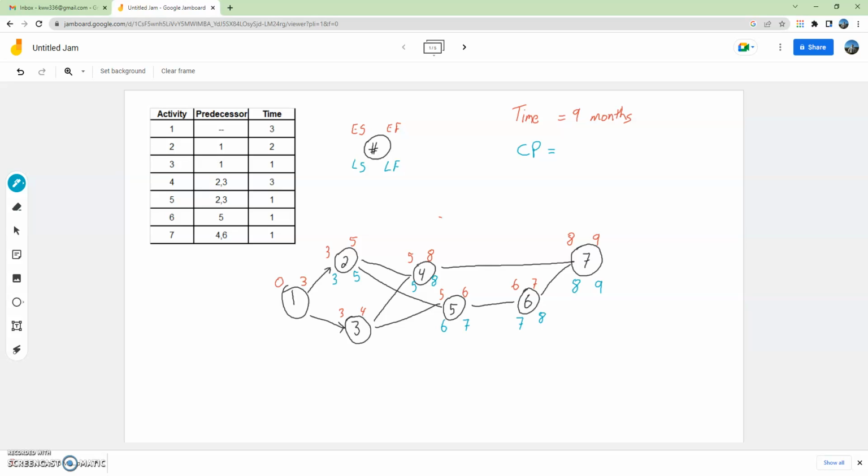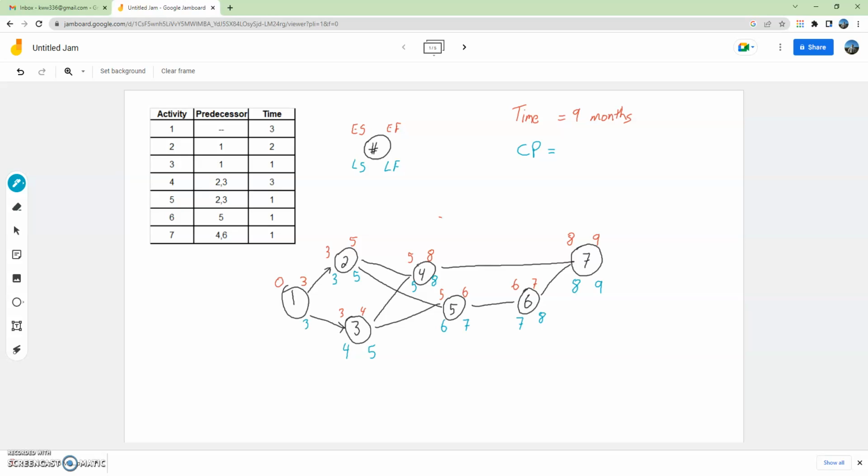Same thing with activity 3. It needs to finish in enough time for activity 4 to start, for its latest start time. So activity 3's latest finish time has to be in enough time for activity 4 to start. And activity 3 takes 1 month to complete, and we're down to 4. So same thing with activity 1. Activity 1 needs to finish in enough time for activity 2 and activity 3 to start. So this one has to be 3.